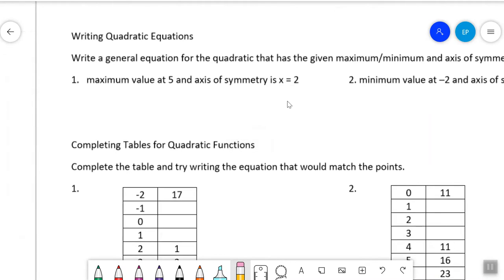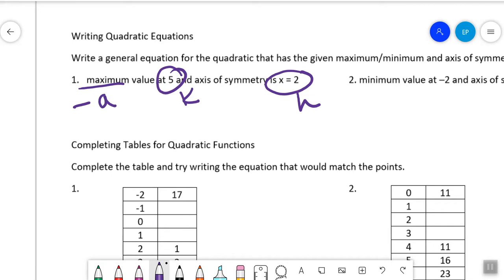To start, write the general equation. I have a maximum value of 5 and an axis of symmetry at x equals 2. This is my h value. This is my k value. Maximum means that I have a negative a. So when I write my equation, it would be y equals negative a (x minus 2) squared plus 5. The reason it's a minus 2 is because my h is 2, so it's the opposite of what I see.